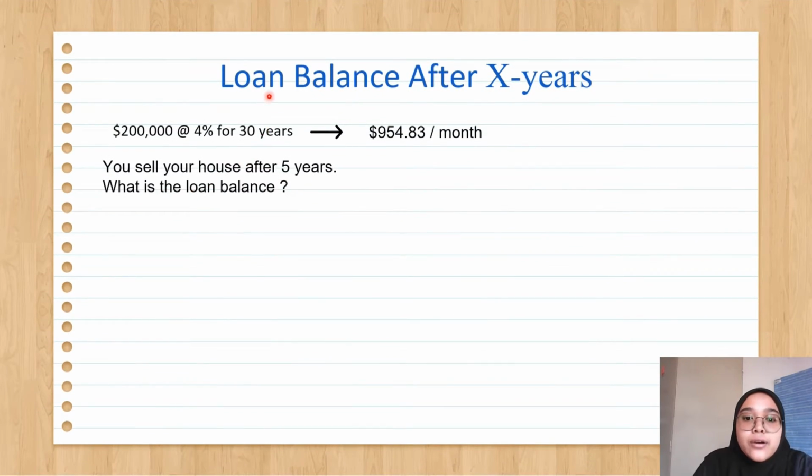Okay, next is loan balance after X years. Let's see. You make a loan of $200,000 at 4% for 30 years, and the monthly payment you must pay is $954.83, and then you want to sell your house after 5 years, and then what is the loan balance?